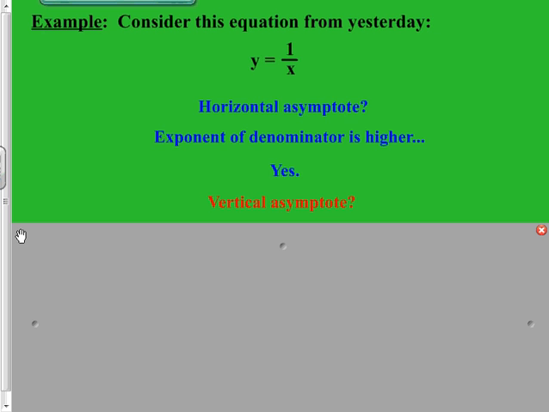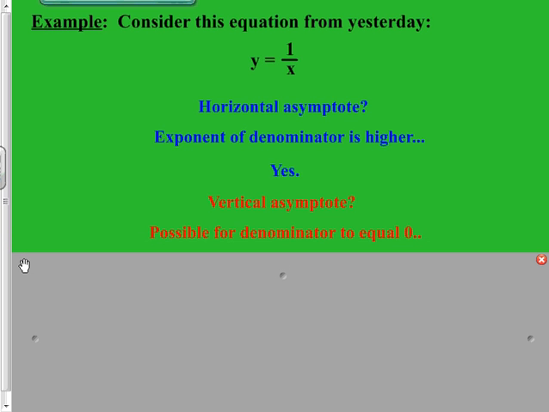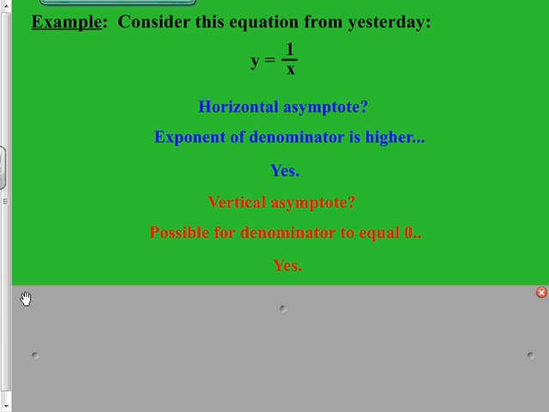Now, what about a vertical asymptote? Now, remember, what is a vertical asymptote looking for? It is looking for a value such that the denominator can actually equal 0. Okay, so it is possible for the denominator to equal 0, obviously, when x equals 0. So that means that, yes, there will be a vertical asymptote to this graph.